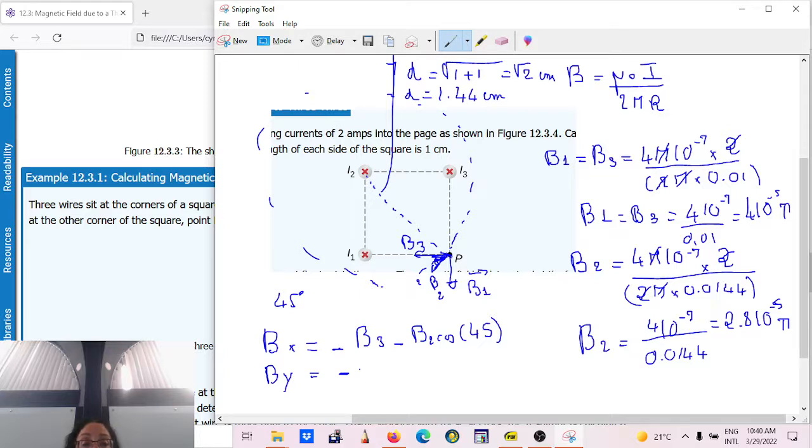But you want to make sure that you add and not subtract. I hope it's right. So it's going to be minus B1 minus B2 sine 45, which we don't care because they are equal to each other. And then the magnetic field is going to be the square root of, forget about the negative sign, BX squared plus BY squared. Do you all agree with that?